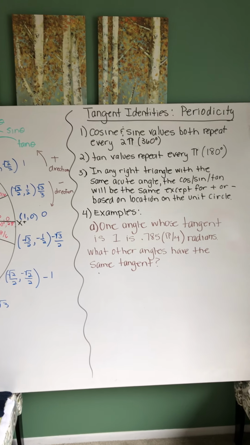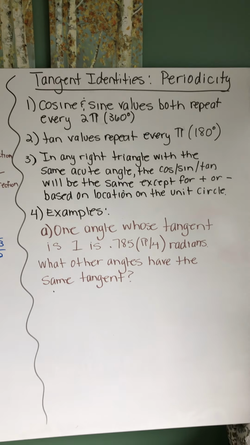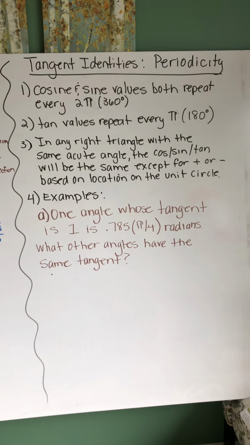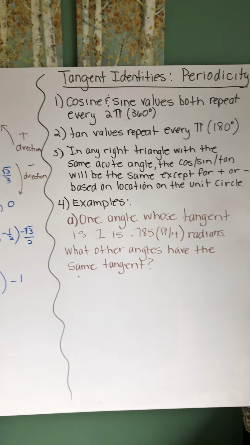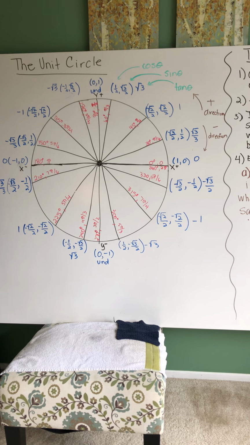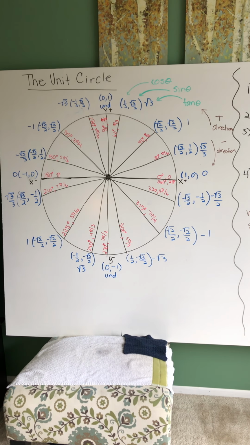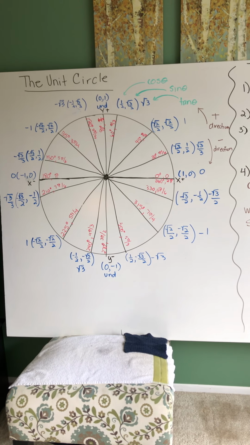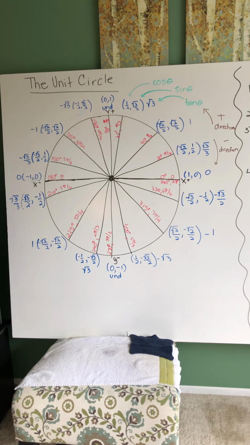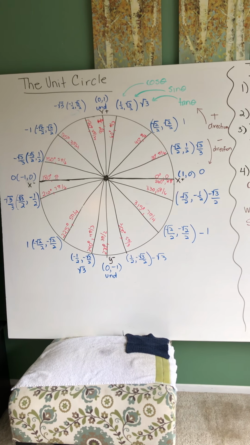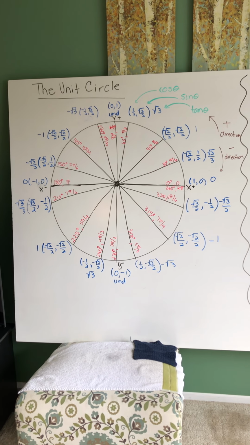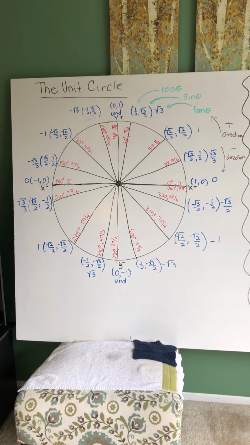So, number one, what I want you to know is that cosine and sine values both repeat every 2 pi. That would be every 360 degrees on the unit circle. Well, when you take a look, of course that makes sense, right? If you are at an angle measure and you rotate 2 pi, which would be 360 degrees, that means you're going all the way around the unit circle once, and of course, you are landing in the same place you started. So of course the cosine and sine are going to be the same, and the tangent, okay?